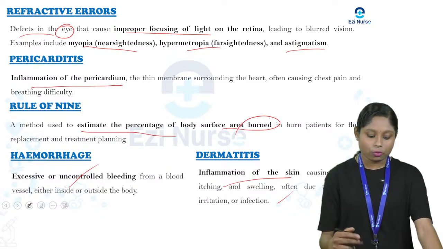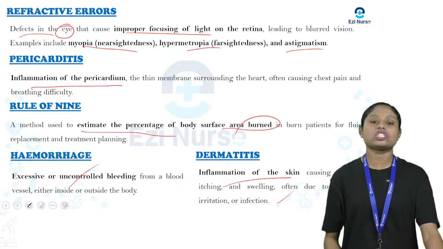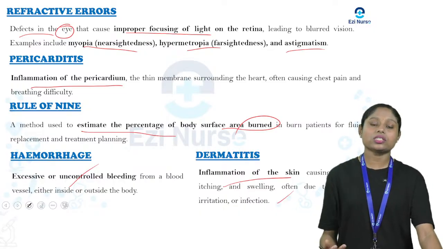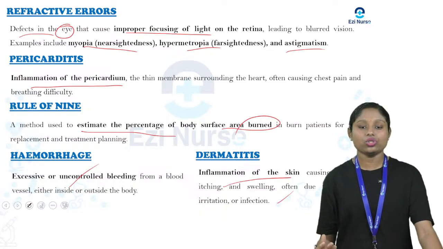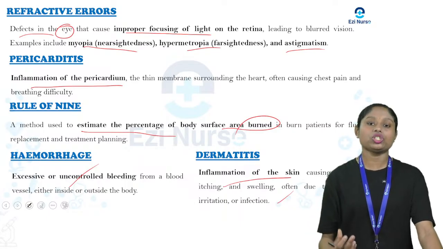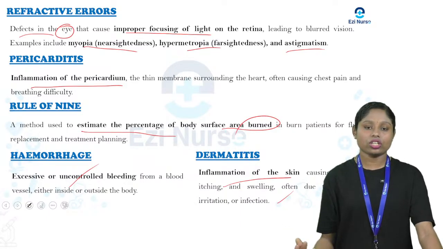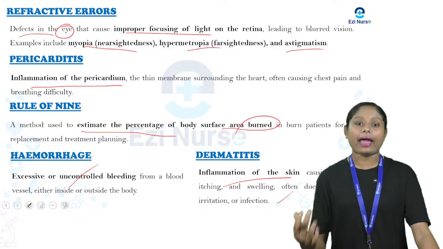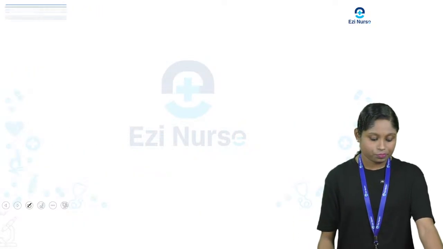These are some of the disease conditions you need to study further. For each disease condition you need to study the definition, causes along with clinical manifestations or signs and symptoms, diagnostic evaluation, and medical, surgical and nursing management.